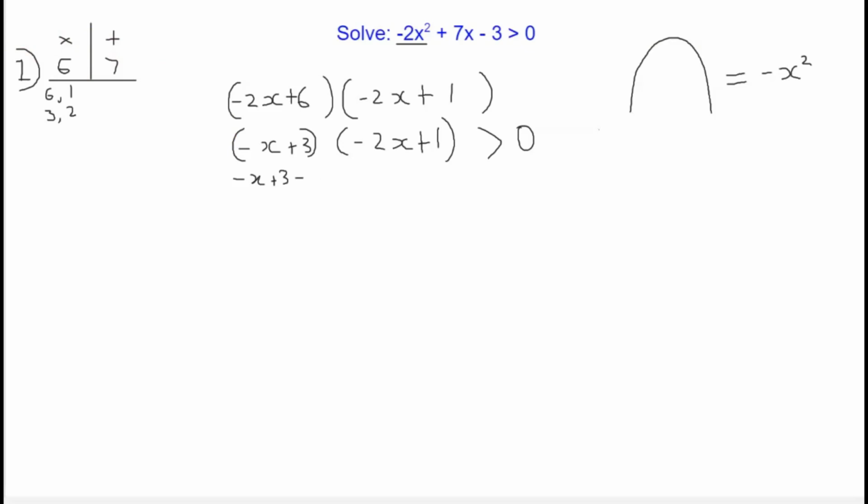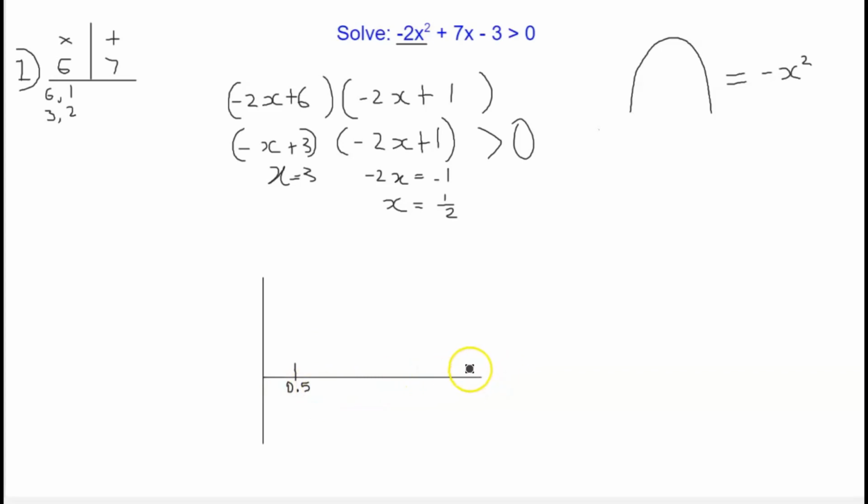So you'd get 3 for x, so x would equal 3, and x here would be equal to, well, minus 2x plus 1, minus 2x would equal minus 1. So x would equal 1 over 2, so it would equal a half. And now we only have positive values again for this. We have x is equal to 3, x is equal to a half. So I'm only going to draw the positive side of the x-axis to show you. So if I put half here, so 0.5, and then I have 3 here.